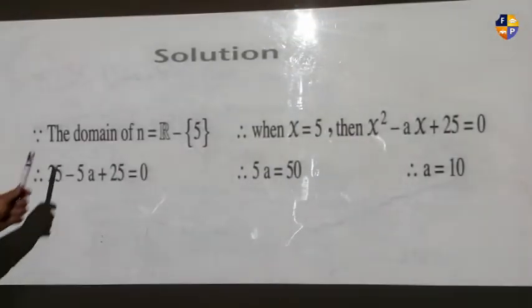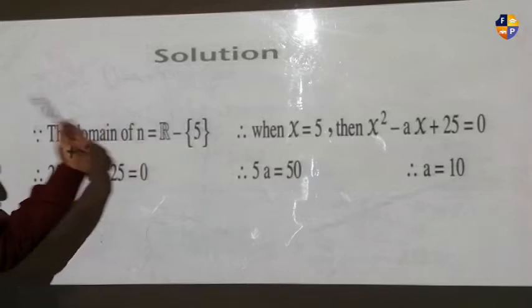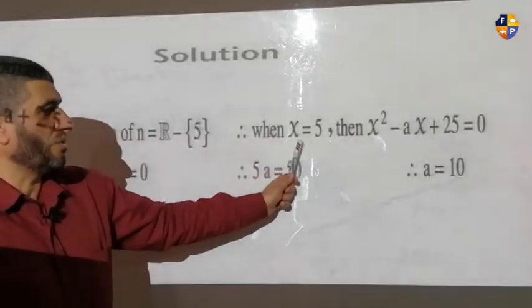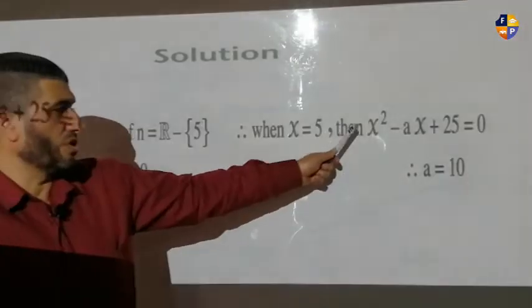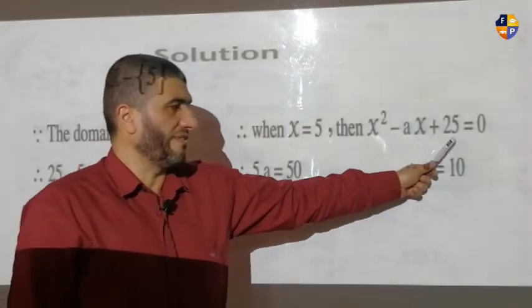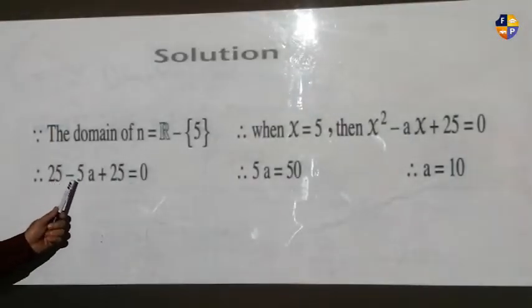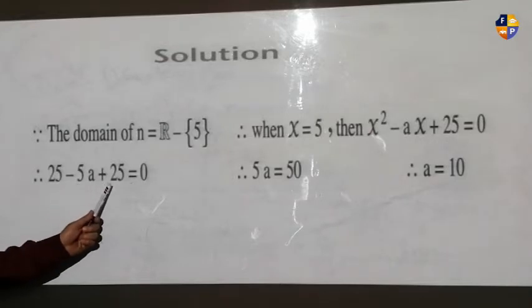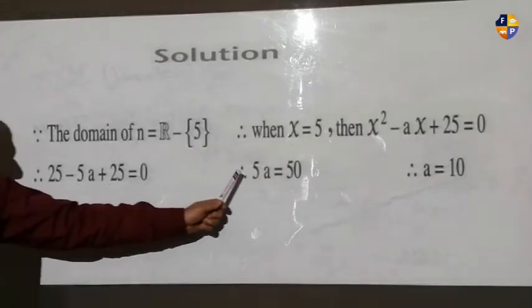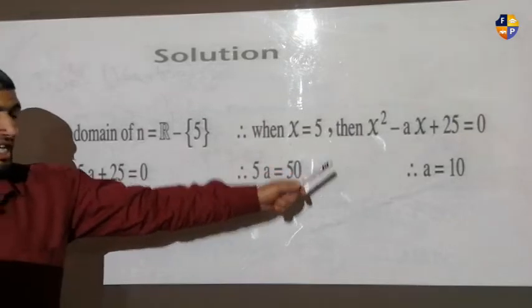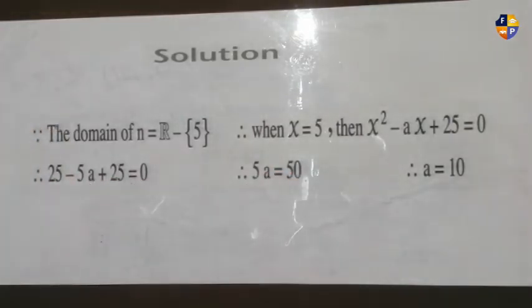The solutions are minus 5. The solution in this example, x equals 5. Then x power 2 minus ax plus 25 equals 0. Then 5 power 2, 25, minus 5a plus 25 equals 0. Then 5a equals 50. Then a equals 10. Okay?